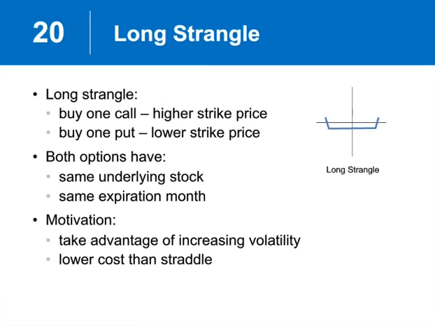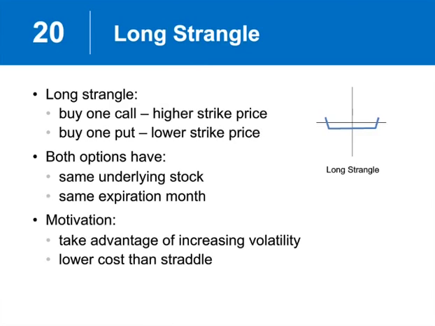And why would that be? Well, the reason is the strangle has an out-of-the-money call and an out-of-the-money put. So the distance between those two strikes is represented by this horizontal line below the break-even point. But again, this is at expiration.